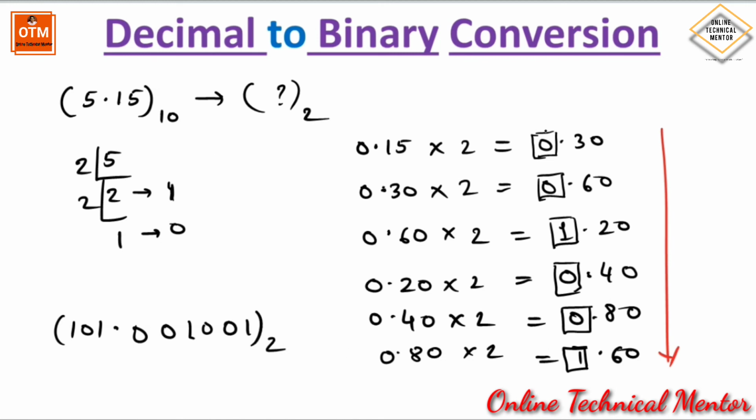Since I have taken the approximate binary value of 0.15, if you convert this binary number back to decimal, you will never get exactly 0.15. You will get a number which is very near to 0.15. But this is the technique of converting a decimal number to binary. Hope you have understood the process.